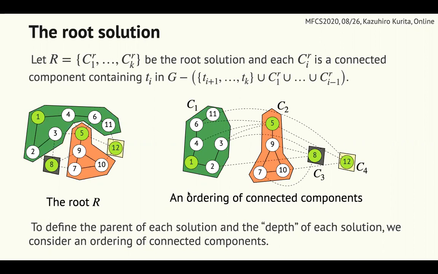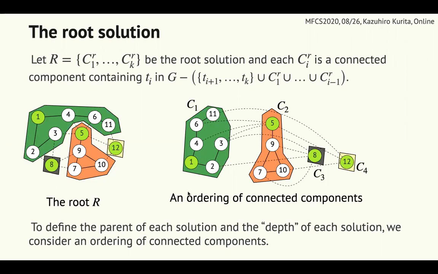Next, we define the depth of each solution. The idea of depth is similar to the idea of distance in the supergraph technique. We design the depth function and the parent of each solution satisfying the following condition. R has depth zero, and a solution has depth zero if and only if it is R. Moreover, the parent of each solution has a smaller depth than the original solution.